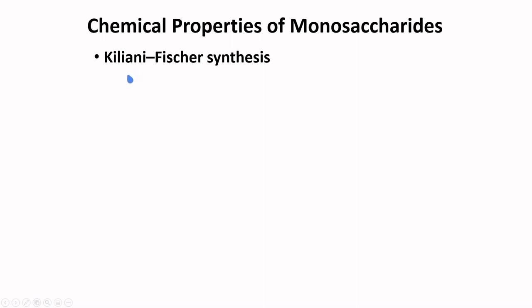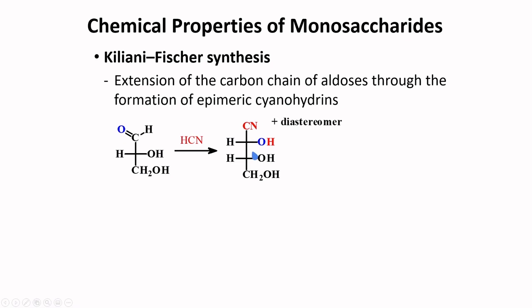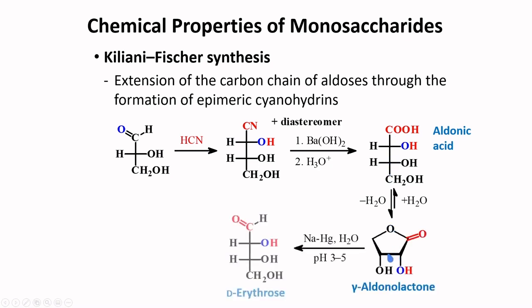The length of monosaccharides can be increased by using Kiliani-Fischer synthesis. This is a method for extension of the carbon chain of aldoses through the formation of epimeric cyanohydrins. The reaction of prussic acid with this monosaccharide can generate this cyanohydrin and its diastereomer. Hydrolysis of the cyano group can lead to an aldonic acid. Dehydration of this aldonic acid can form the aldonolactone, and reduction of this lactone can give an aldose which is longer by 1 carbon compared to the starting material.